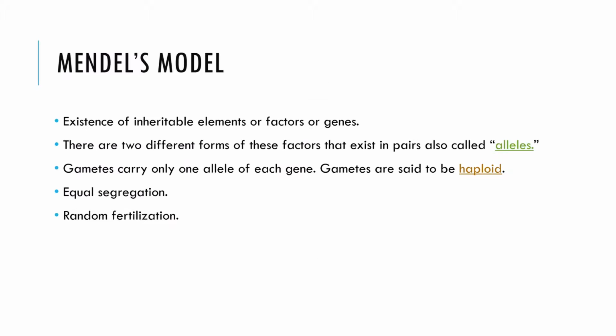To explain his observations, Mendel proposed the following models. First, he proposed that there are inheritable factors or hereditary particles, which we now know are genes, and these contributed to the phenotypes. Next, he proposed that these alleles exist in pairs, and these were present twice in each cell. However, the gametes carry only one allele of each gene. That is, gametes are said to be haploid.